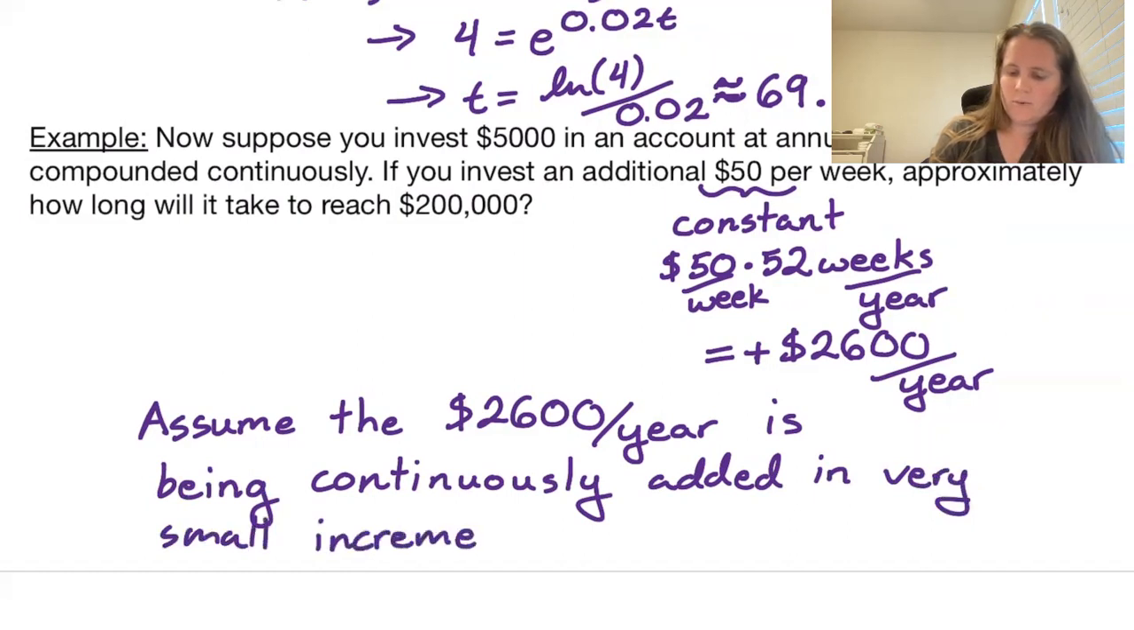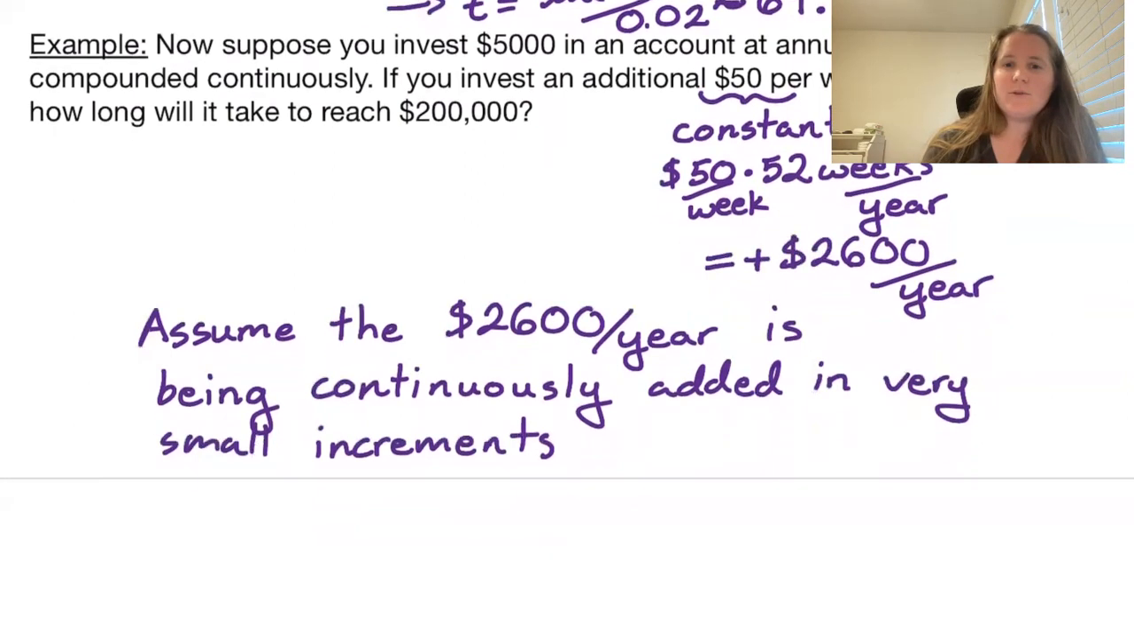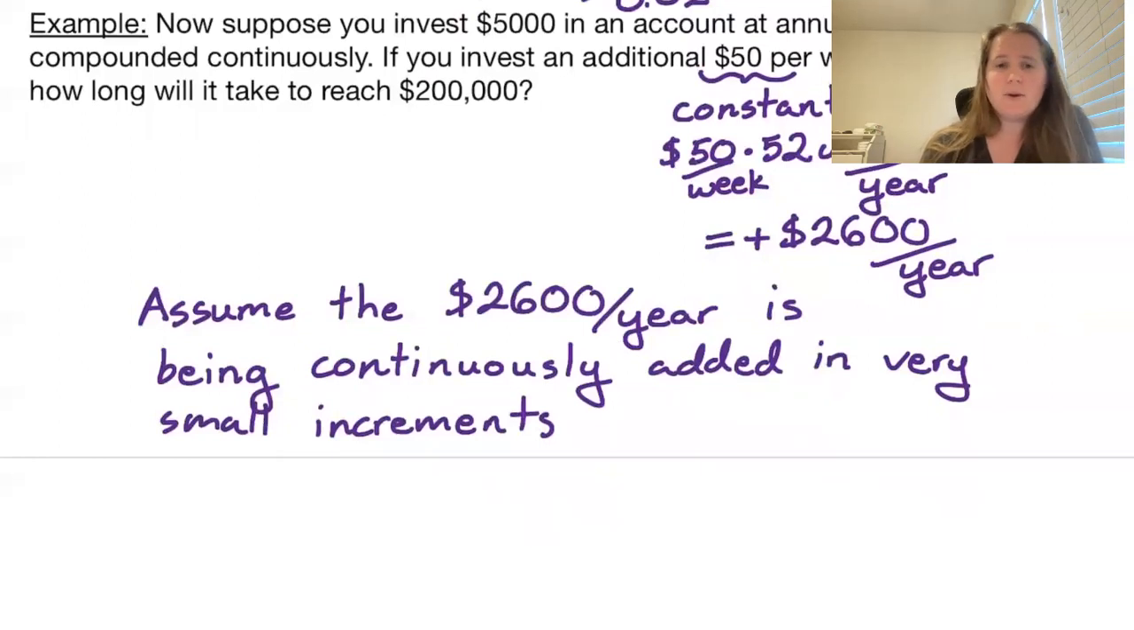So it will not be a perfect calculation here because we are approximating. We're taking the per week and then kind of assuming that we're just splitting that so it's being added continuously. But it will be a good approximation. Those of you that have done accounting are likely familiar with the formulas that involve geometric series. So you've probably seen this before if you've done accounting, and this formula will be a little different because it is an approximation.